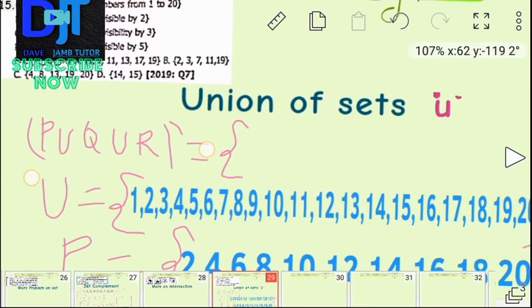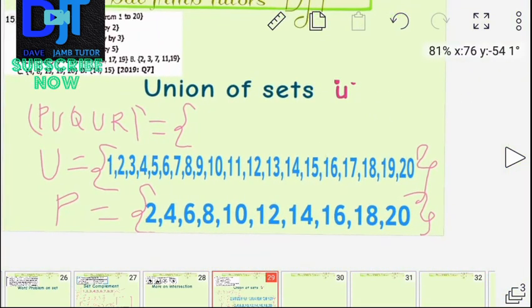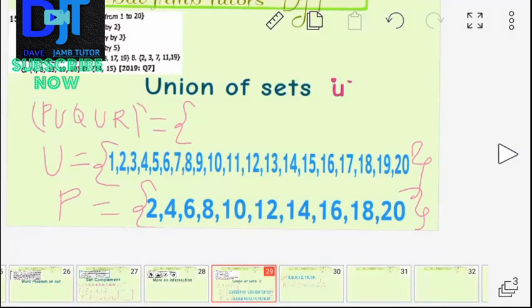So they now said our Q are numbers divisible by 3. So numbers divisible by 3 is. So let me not waste much of your time because I don't want to waste much time here. Okay, so now that we have all that, we can now get our P union Q union R.